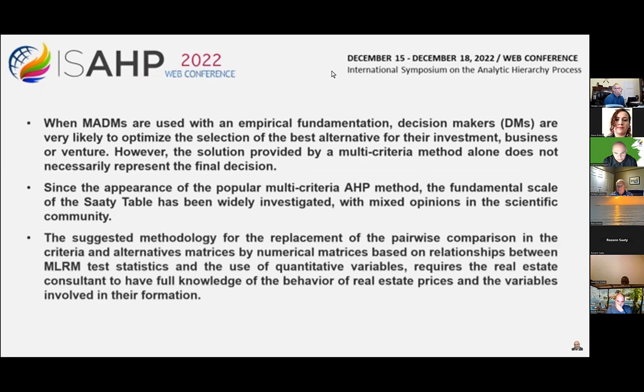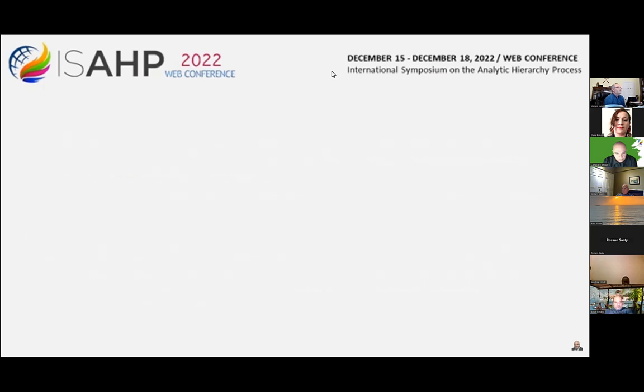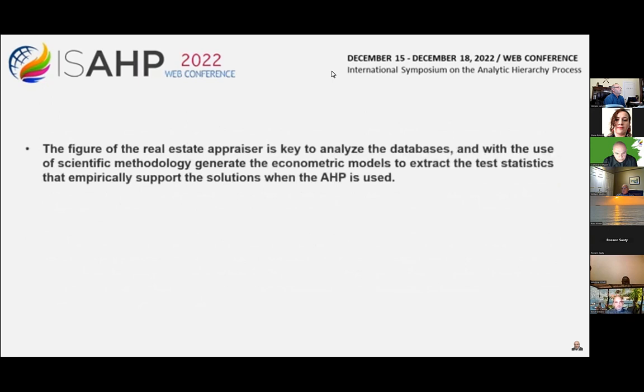The suggested methodology for the replacement of the pairwise comparison in the criteria and alternatives matrices by numerical matrices, based on relationships between multiple linear regression model test statistics and the use of quantitative variables, requires the real estate consultant to have full knowledge of the behavior of real estate prices and the variables involved in their formation. The figure of the real estate appraiser is key to analyze the databases, and with the use of scientific methodology generate the econometric models to extract the test statistics that empirically support the solutions when the AHP is used.